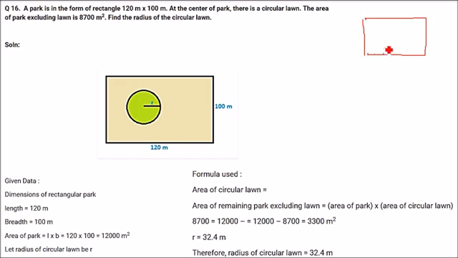So what is the area of this rectangle? It is 120 by 100. So area is simply length into breadth. So 120 into 100. That is 12000.